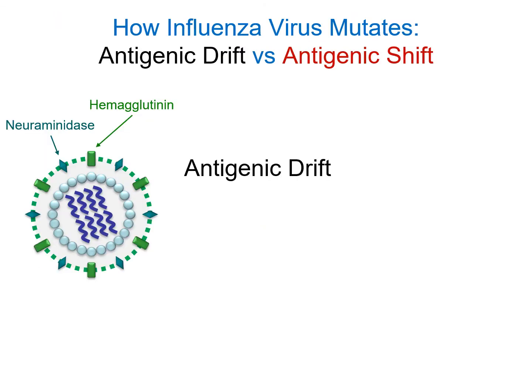Influenza viruses undergo rapid change, specifically with respect to the proteins that are exposed on the surface. And this can happen through one of two ways: antigenic drift or antigenic shift.